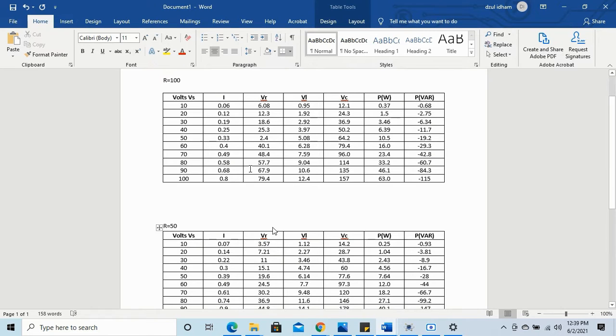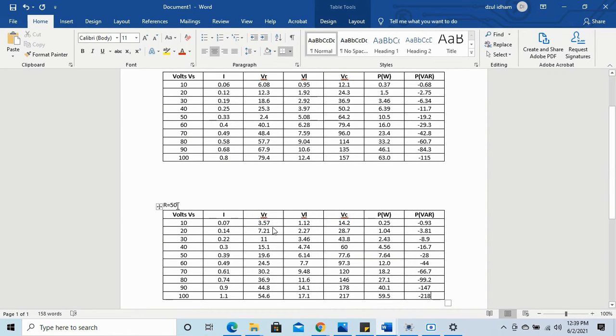Same with R 50, but the starting point is 0.07 ampere, which is a little bit greater than R 100. And when I is small, V is big; when I is big, V is small, and we get a big P value. Okay, that's all.